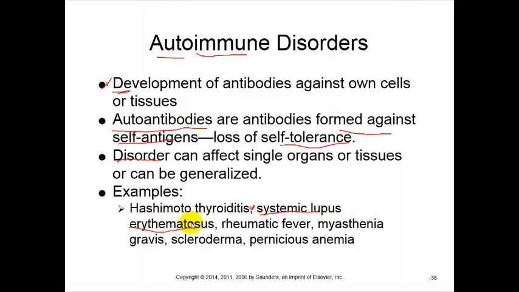Erythematosus is the red butterfly patches that you can actually see on people's faces, across their nose and across their cheeks. Rheumatoid fever, rheumatic fever, myasthenia gravis, which we'll talk about a little bit later in another chapter which deals with weak muscles. Scleroderma, dealing with the skin, and pernicious anemia, which is dealing with vitamin B deficiency and not being able to produce red blood cells.